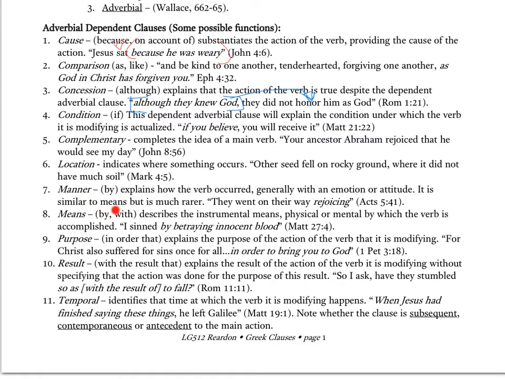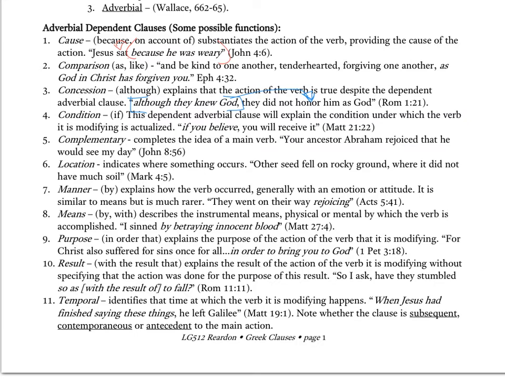Manner explains how the verb occurred, generally with an emotion or attitude. We talked about this with participial phrases. They went on their way is an independent clause, but then we have this participle, rejoicing. It explains the manner of going. This is not needed. We could just say in a bare independent clause, they went on their way. But here, this idea of rejoicing modifies the verbal idea.